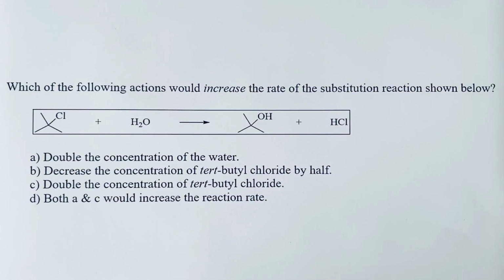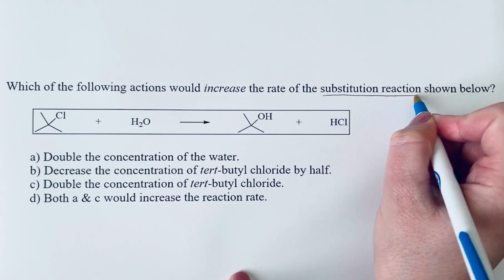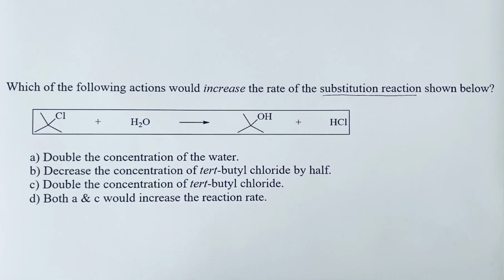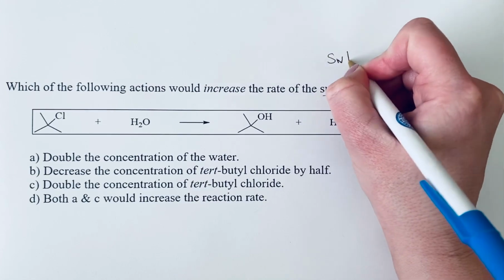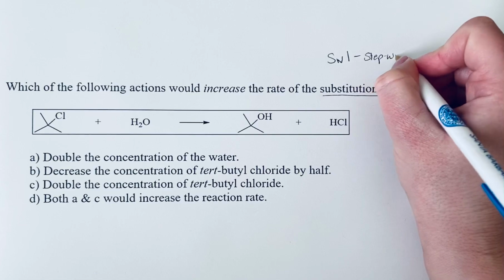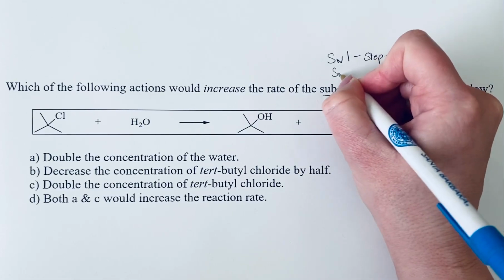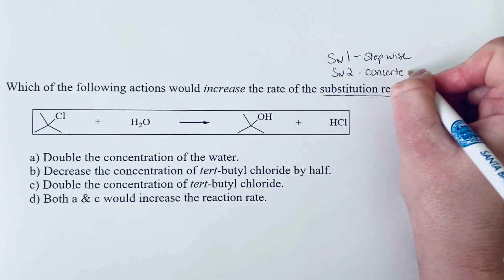Which of the following actions would increase the rate of the substitution reaction shown below? So we are told in this question that we are dealing with a substitution reaction. So we have two possible pathways for substitution. The Sn1 pathway, which is the stepwise pathway, and the Sn2 pathway, which is the concerted substitution pathway.